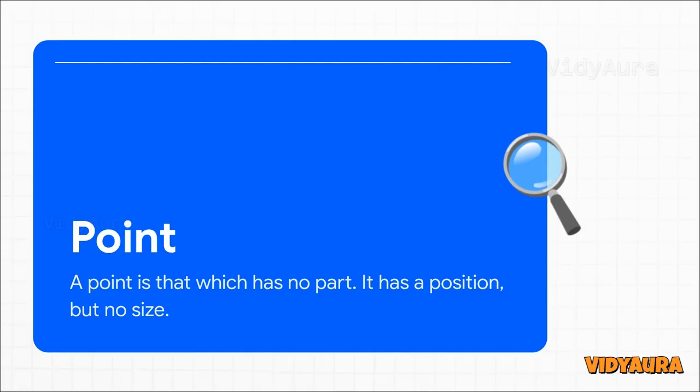All right, first up, we have the point. Now, Euclid's definition is a little strange. A point is that which has no part. What does that even mean? Well, just think of it as a perfect, tiny dot that marks a location. It has a position for sure, but it has no dimension, no length, no width, nothing. It's just there. It's the most basic starting block we have.